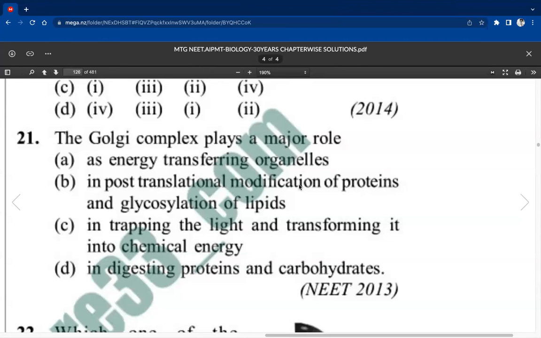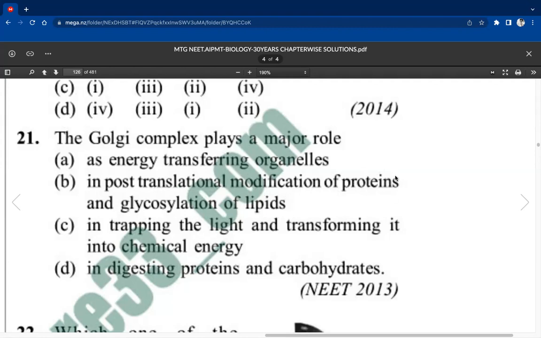Option B. They do not trap light because that is done by chloroplast, remember? The chlorophyll. They do not digest proteins because that is done by enzymes, peptidases and amylase. Carbohydrates are digested by amylase and proteins by peptidases. So they play a role in post-translational modification of proteins and glycosylation of lipids. They make proteins and lipids.